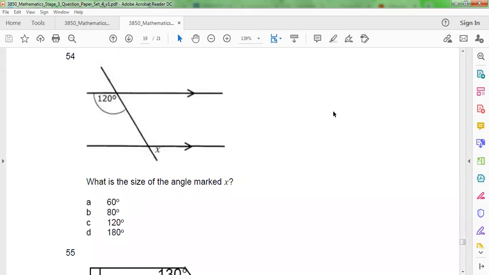Okay, 54. Those are what we call corresponding angles. Corresponding angles are equal, so if this is 120, then this also must be 120. All right, let me draw that a little bit better. So this has to be 120.